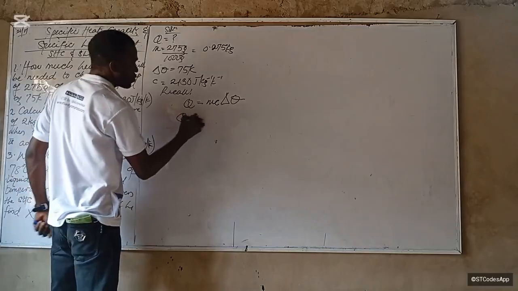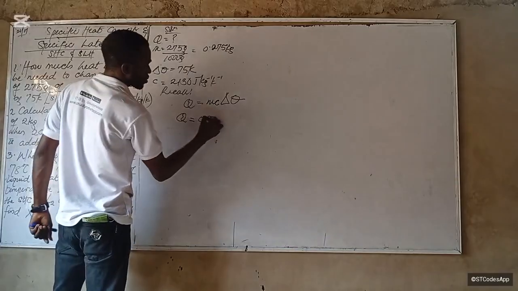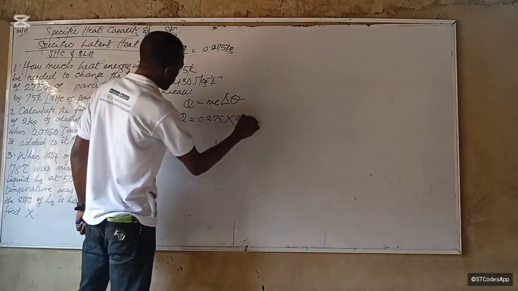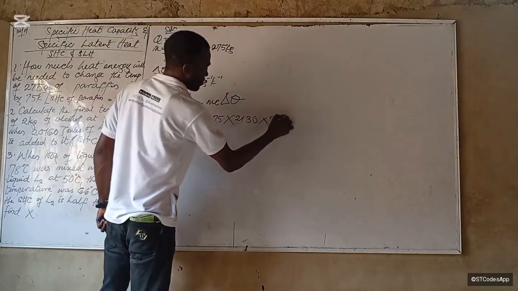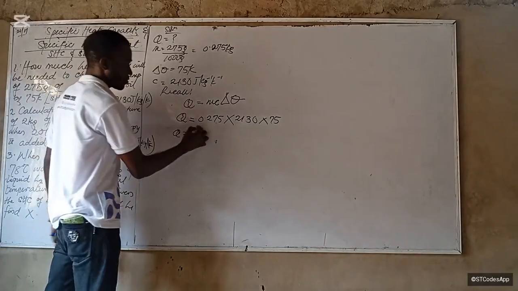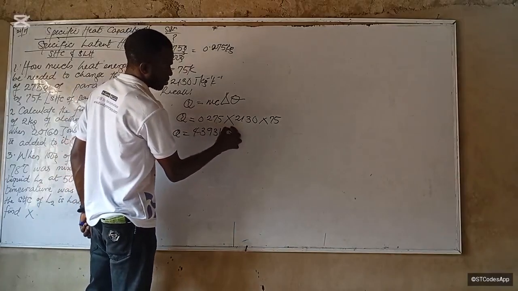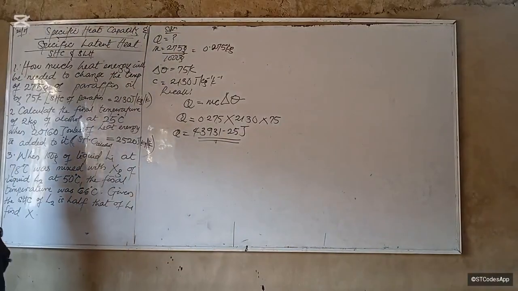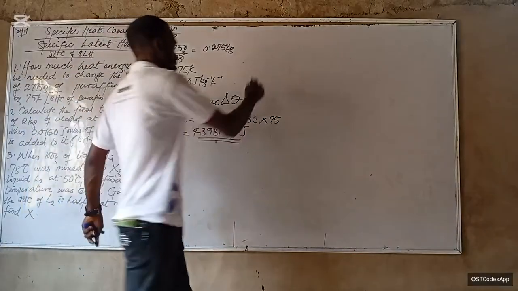So we now say that Q will be equal to m, which is 0.275, times small c, which is 2130, times change in theta, which is 75. Then you multiply through, and what do you have? 43931.25 joules, because heat energy is in joules, right? All right.